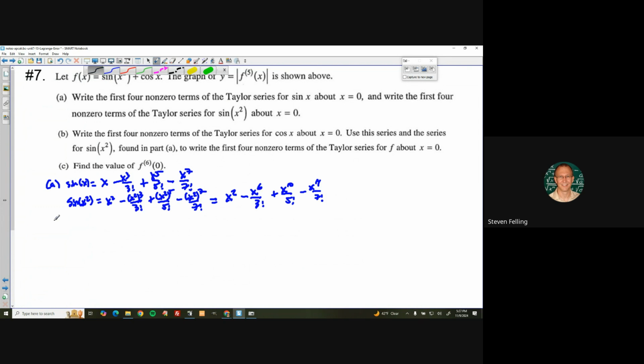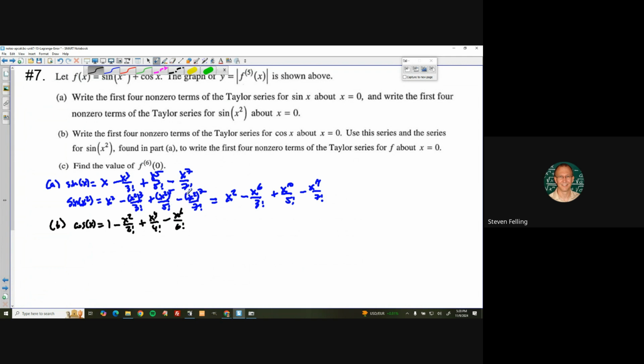All right, part B is write the first four non-zero terms of cosine. So cosine is the other terms from e. Cosine is the 1, the x squared over 2 factorial term, the x to the 4th over 4 factorial term, and the x to the 6th over 6 factorial term, right? And it's an alternating series starting with positive. So that's the first part of that question.